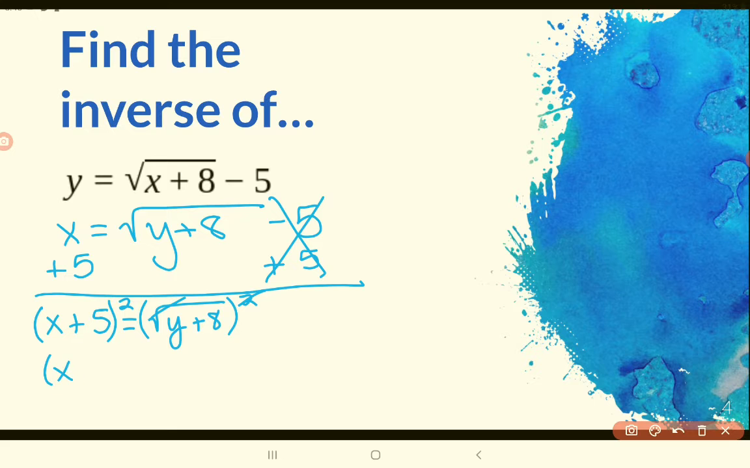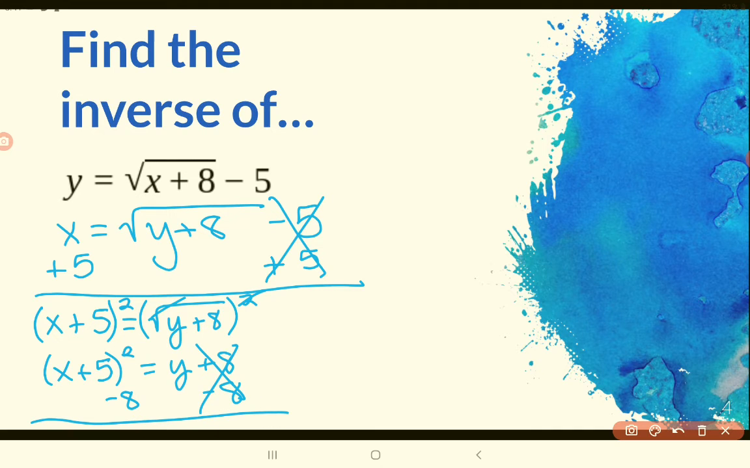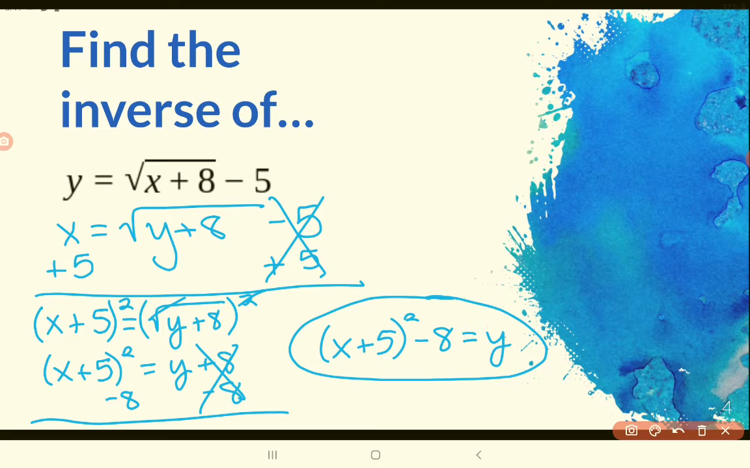So I get x plus 5 squared equals y plus 8. What's my very last step now? Well, I've got to subtract that 8. It's being added, so to cancel it out, I have to subtract it. And again, watch how I write this. X plus 5 squared minus 8. I'm not combining the 8 with the 5 because that 5 is inside parentheses. It's being squared. That right there is my inverse function. Okay?